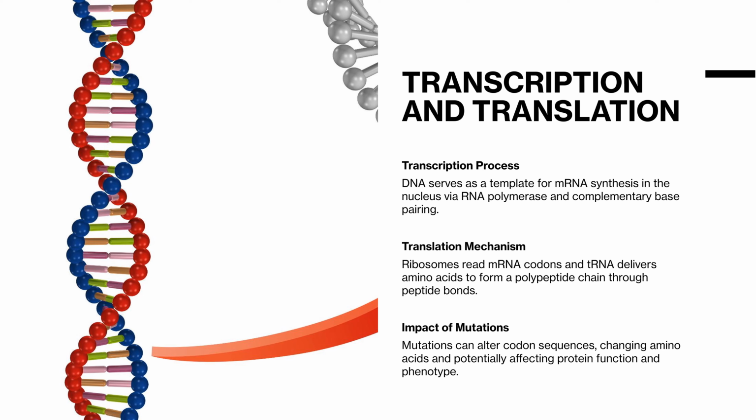Translation occurs at ribosomes, which may be free in the cytoplasm or attached to the rough endoplasmic reticulum. During translation, the mRNA sequence is read in codons. Transfer RNA, tRNA, molecules, each carrying a specific amino acid, bind to complementary codons via their anticodons. The ribosome catalyzes the formation of peptide bonds between amino acids, producing a polypeptide chain. The sequence of amino acids determines the protein's final structure and function.